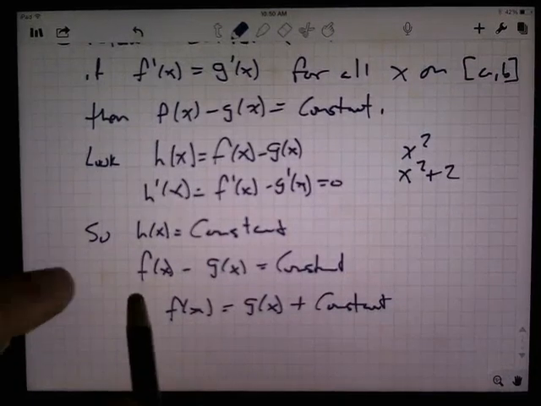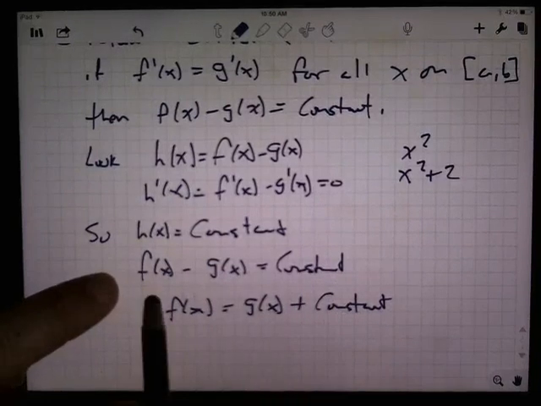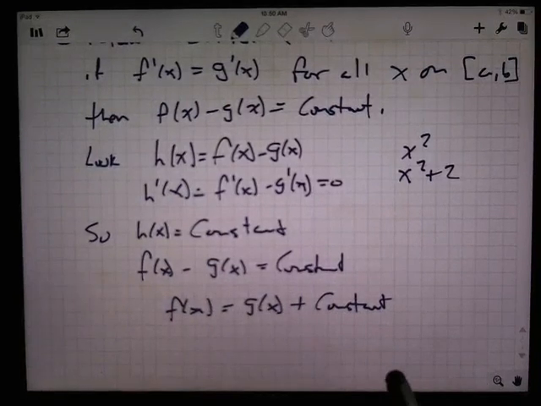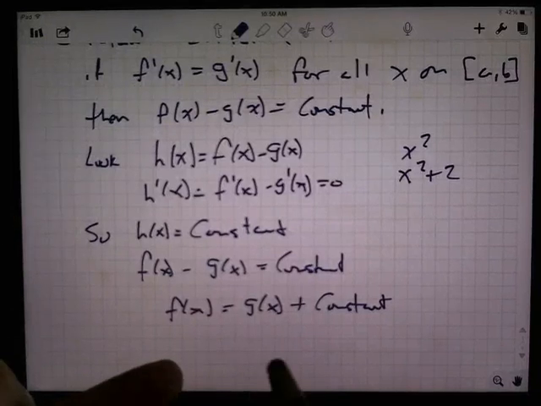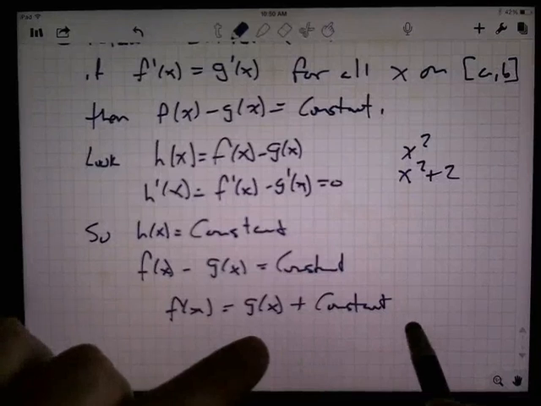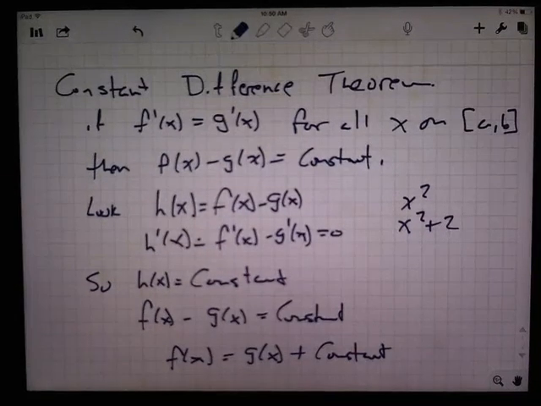Either way, this is the constant difference theorem. The way we use it quite often is to say that if I've got two functions that have the same derivative, then one of them is just the other plus a constant. Okay, those are the consequences of the mean value theorem that we use. The first two help us draw graphs, the second two step us into Calc 2.